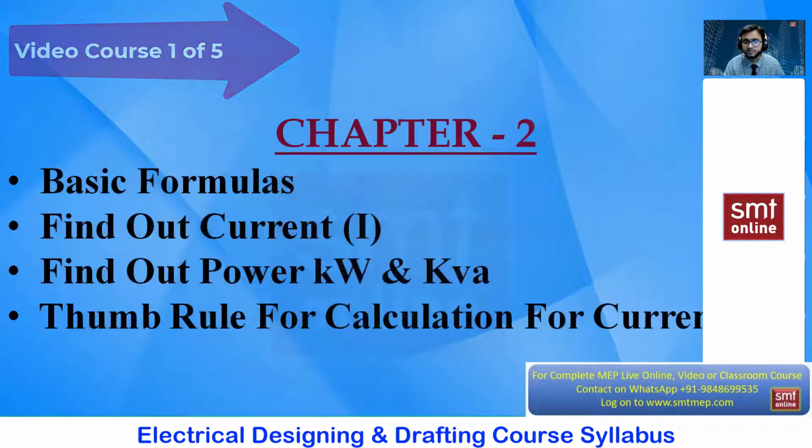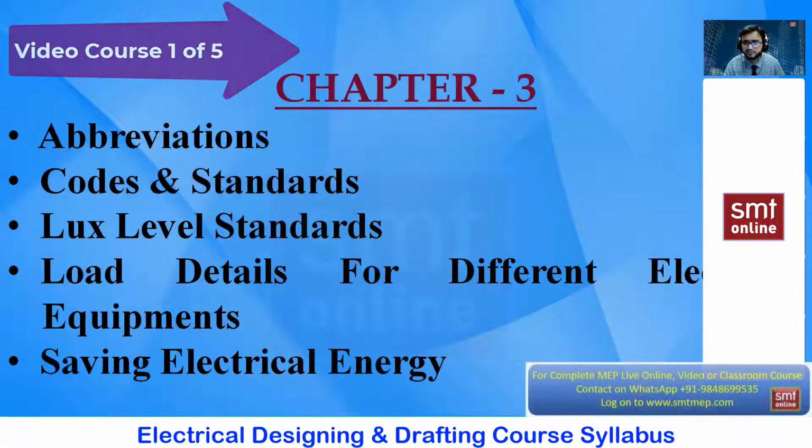Next, we have chapter 2, which is the basic formulas. We have 3 different types of formulas to find the current value or the power. For almost every topic, I also have the thumb rule calculation, because a thumb rule is a shortcut method to propose a device. Thumb rule is not recommended in general; only for quick results or quick answers do I recommend going with the thumb rules. That's it. Next, we have chapter 3.